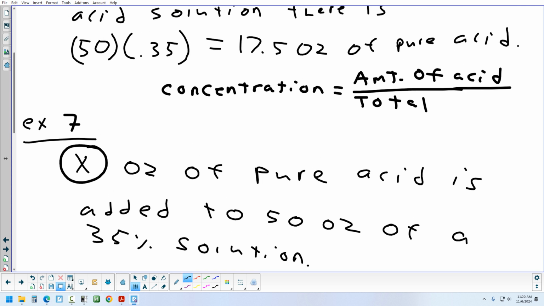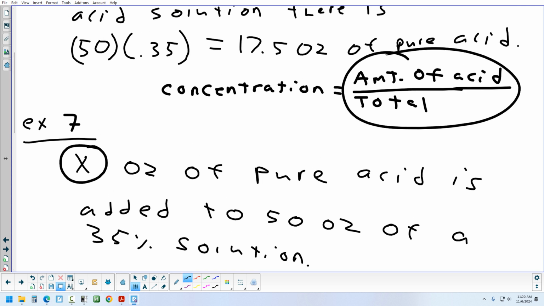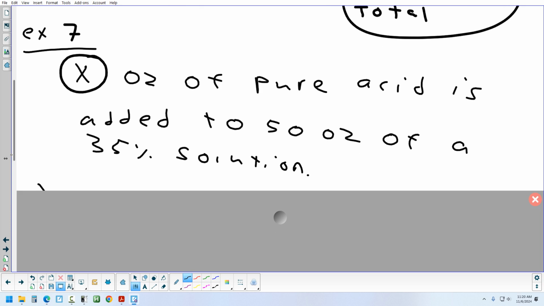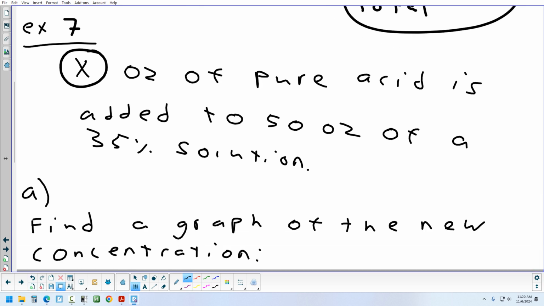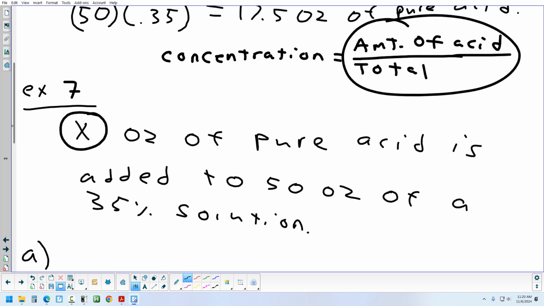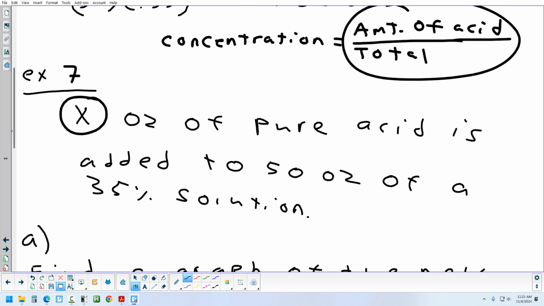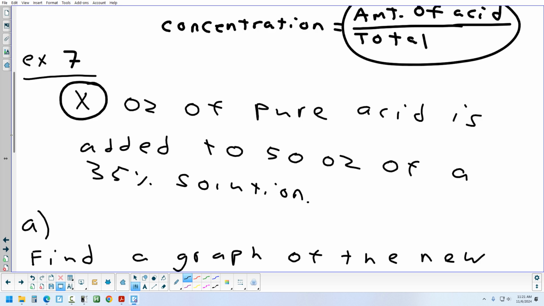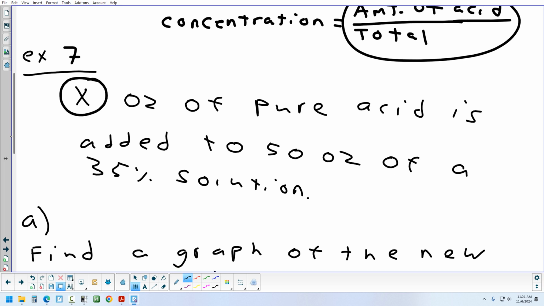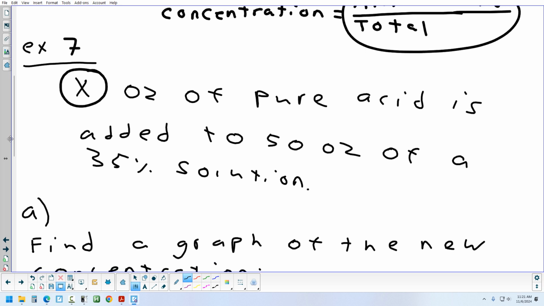Okay, so what we're going to do is figure out this. So we're going to find a graph of the new concentration. So the first thing we need is the amount of acid. Now, we were starting with a certain amount of acid, and we're adding a certain amount of acid. Okay, we need both of them. How do we figure out how much acid we are starting with in that mixture?